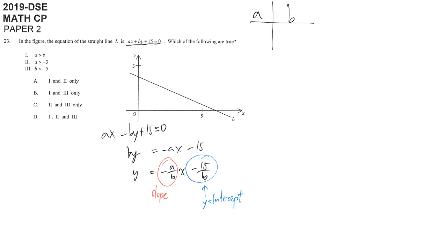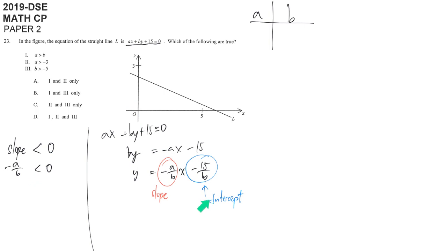So now we look at our graph. By observation, this line is downward sloping, so we know that the slope is smaller than 0. That means negative A over B is more than 0. But before we proceed, we have to be very careful because B may be negative. If we multiply both sides by B, it may trigger a change of direction. So we can't continue here. We have to hold for a while until we find out whether B is positive or negative.